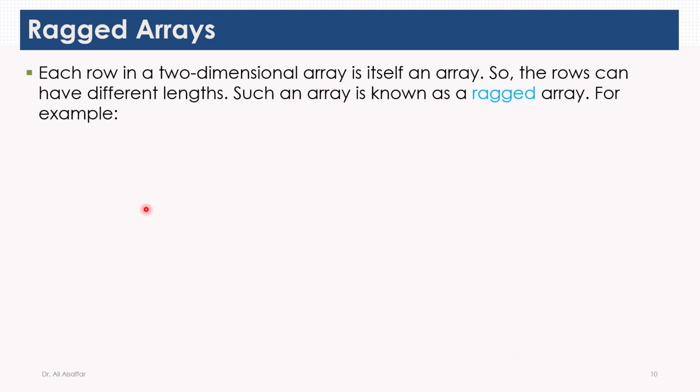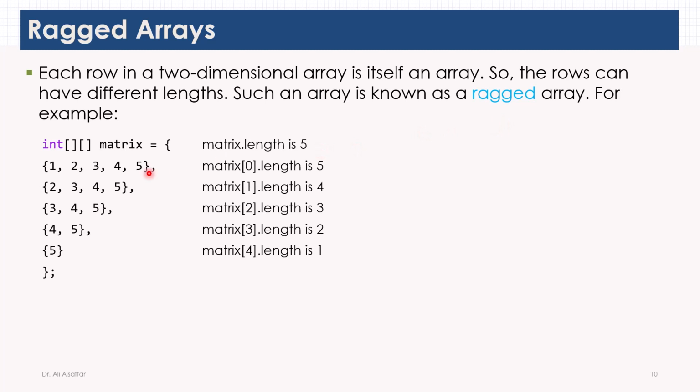You know that in Java, for any two-dimensional array, each row itself is an array. So when each row of a two-dimensional array can have a different length, such an array is known as a rugged array. For example, consider the following declaration.